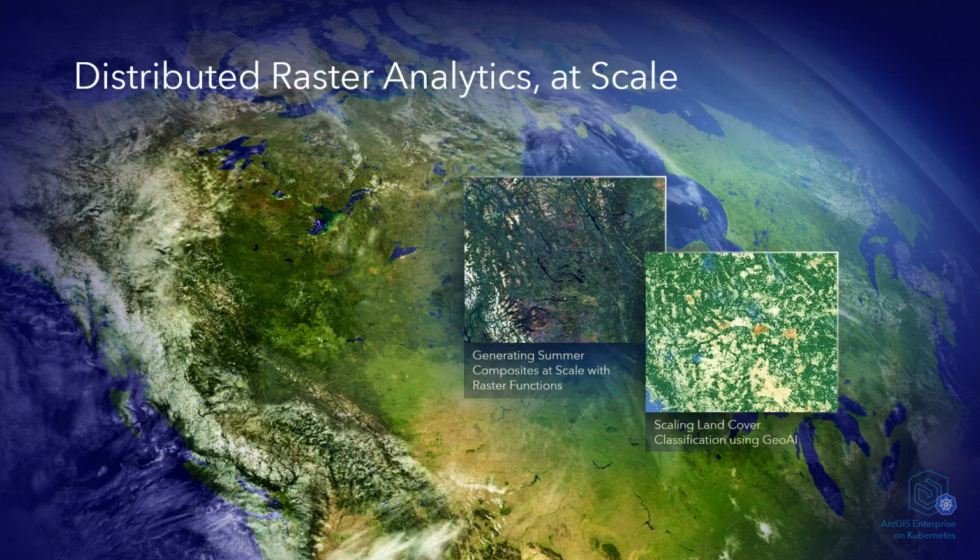Another example is Kubernetes being able to do massive batch processing and doing it at scale. Distributed raster analytics with raster functions and with GeoAI, where both CPUs and GPUs can scale massively. For that, I'd like to introduce Mubarakat to show us how it's done.